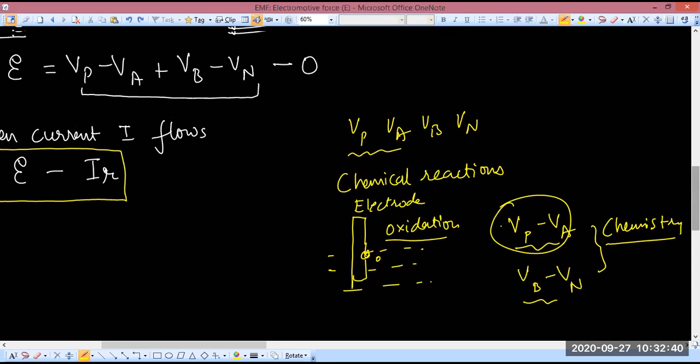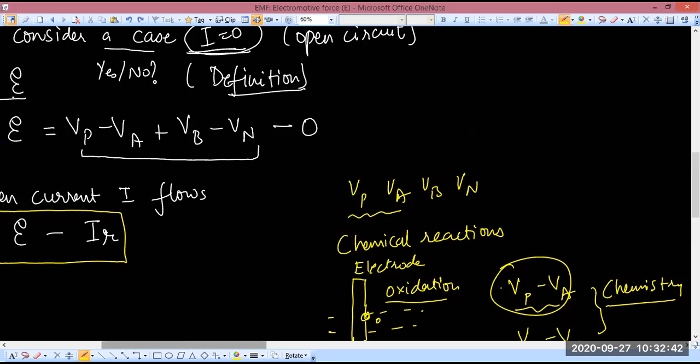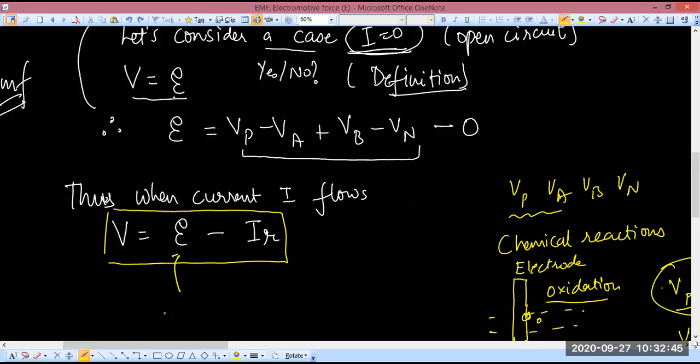So that's why this epsilon actually becomes a property of the chemicals of the battery. I hope you understand what I'm saying. This epsilon depends on chemicals. It does not depend on other factors like how much is resistance, how much is current, nothing. Clear what I've said?